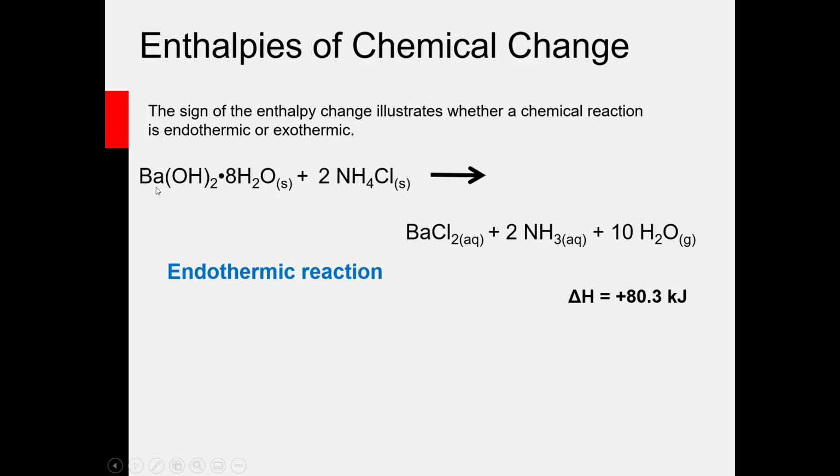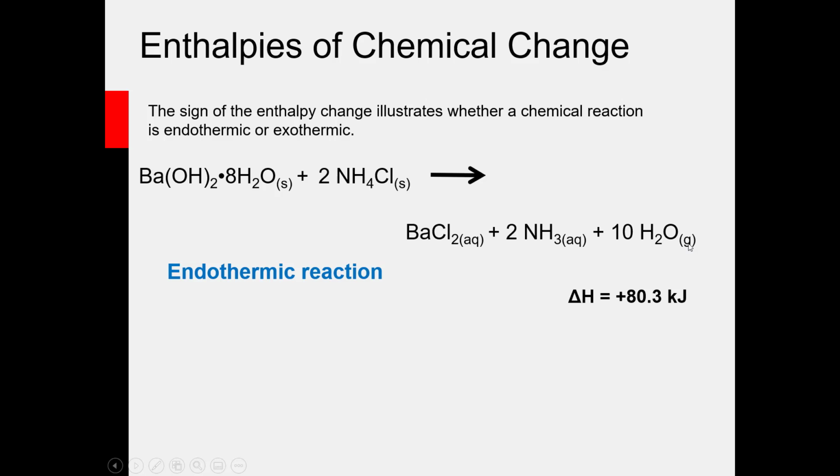So for instance, another chemical reaction that can be used to power an instant cold pack is the mixing of the solid ionic compound barium hydroxide octahydrate with ammonium chloride. If you mix 1 mole of barium hydroxide octahydrate with 2 moles of ammonium chloride, you will get a chemical reaction that produces barium chloride dissolved in water, 2 moles of ammonia dissolved in water, and 10 moles of water in the liquid phase.